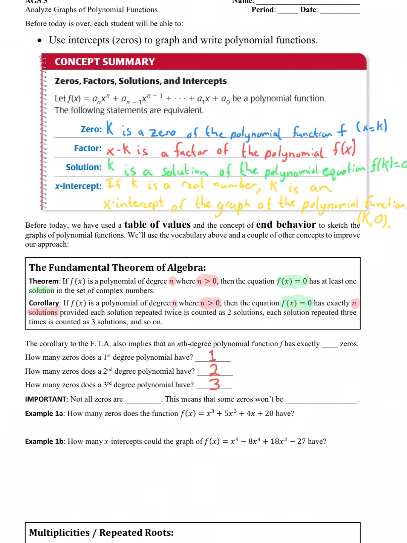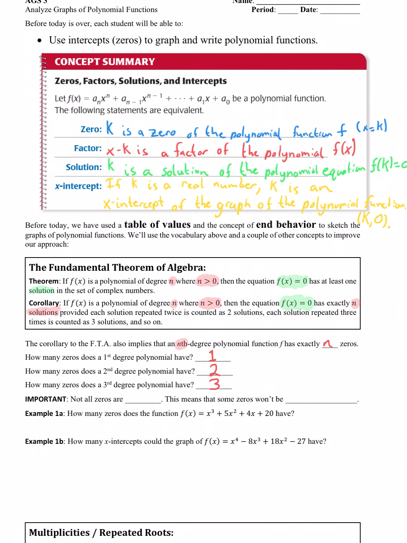And that's what the corollary to the fundamental theorem of algebra implies. An nth degree polynomial is going to have exactly n zeros. Okay. And so if it's a fourth degree polynomial, it's going to have 4 zeros. A seventh degree polynomial is going to have 7 zeros.